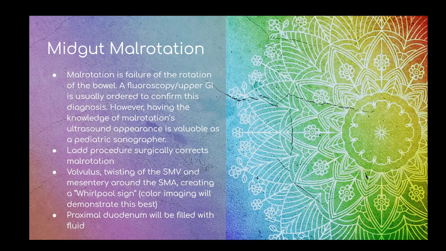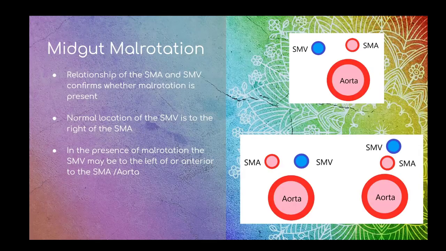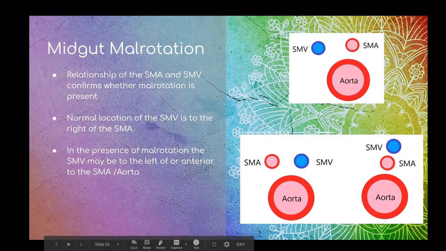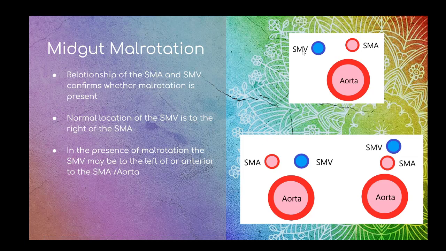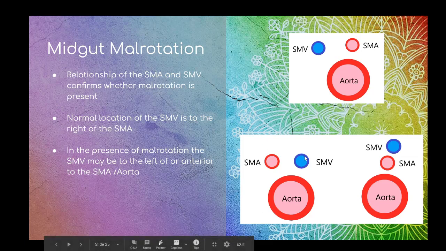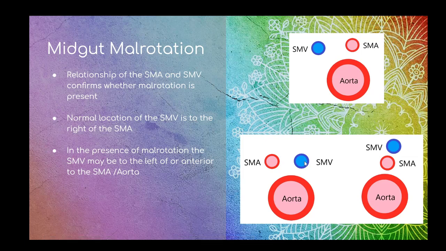When the gut turns on itself or rotates, it's going to change the position of the SMV and the SMA. So we get kind of a whirlpool sign because everything's twisted, and then we look to see where those vessels are. In a normal relationship, the SMA sits right above the aorta, and the SMV is typically to the right of it. In midgut rotation, the SMV is going to twist up and over and now be to the left of the SMA, or sometimes it only sits just anterior to it.